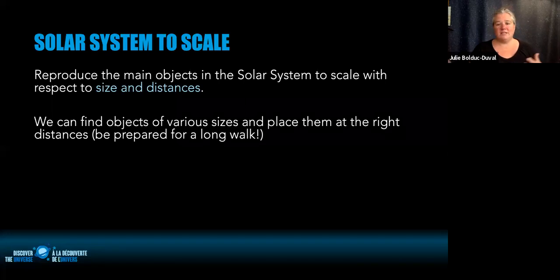So you can find objects of various sizes and place them at the right distance. But if you want to be able to see the objects, you have to be ready to take a long walk. There are different options to do it, but I think it's a great way to get students outside as well. Teaching astronomy outside, making scale models around the school, or you can go for a walk not so far from the school and so on.